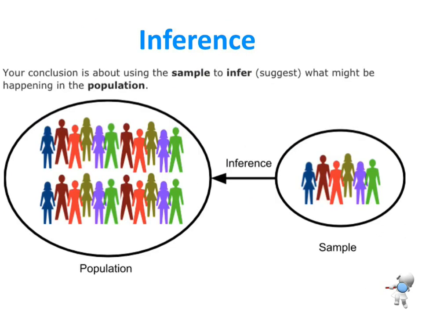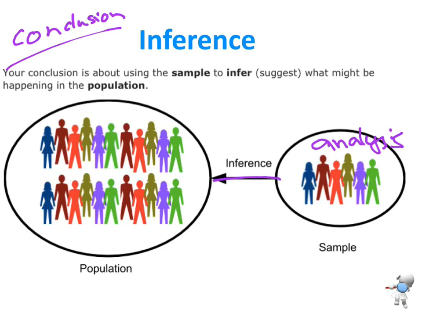Okay, so that's the analysis. Then we get to our conclusion part. In the conclusion, the key idea is the word inference. The word inference means to infer or to suggest. So we're going to use our analysis of our sample to make an inference about what we think is true in the population. Okay?